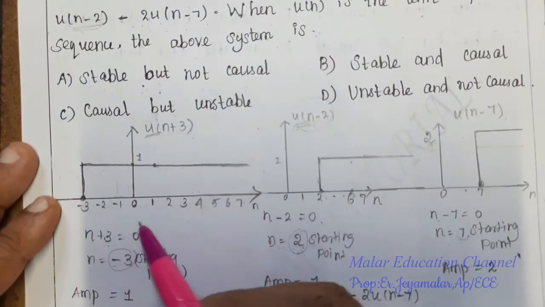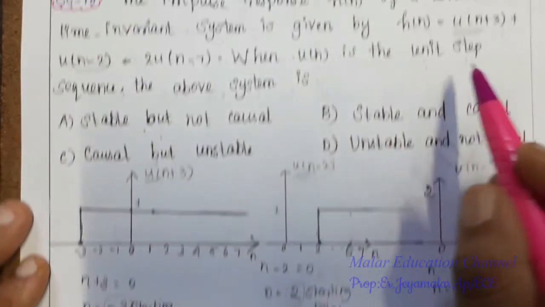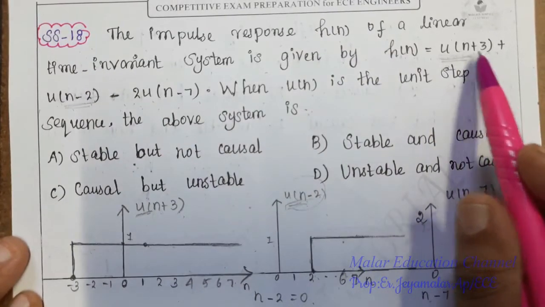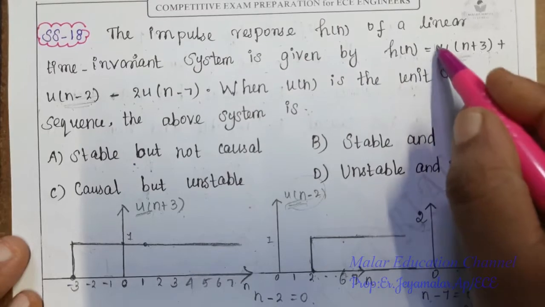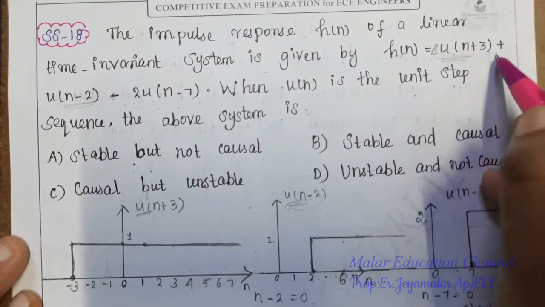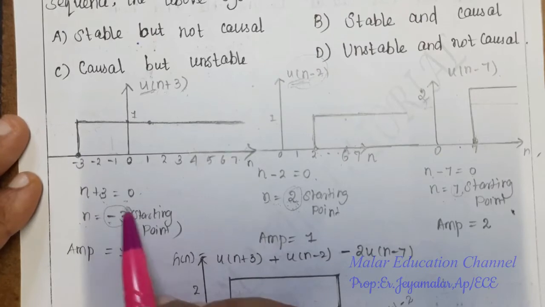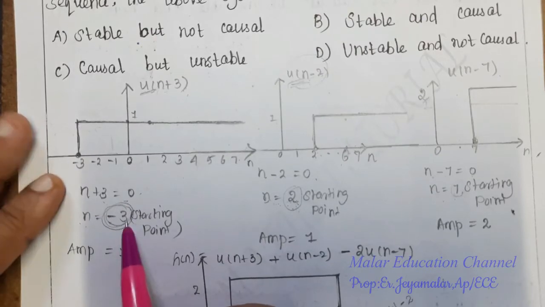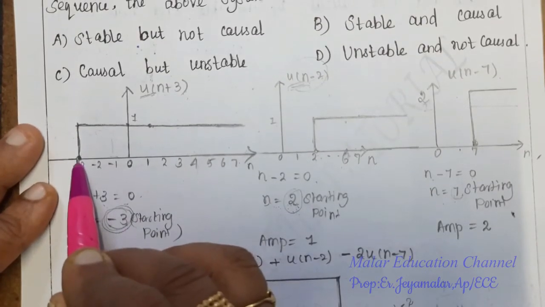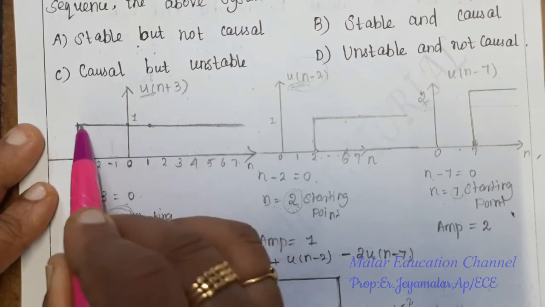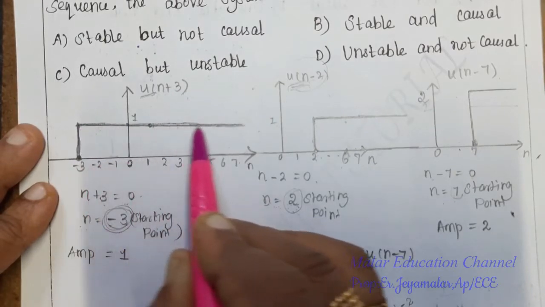How to draw the diagram: first one is u of n plus 3, isn't it? Here the amplitude is 1, so 1 into u of n plus 3. n plus 3 equal to 0 gives n equal to minus 3, so that is the starting point of the given function. The amplitude is 1, so the diagram is going to be like this.